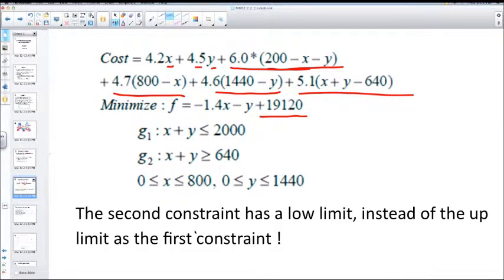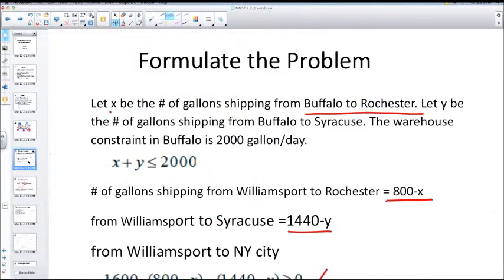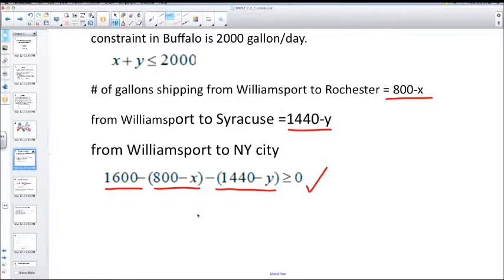So what is the constraint? The constraint, of course, in Buffalo, you only get 2,000 of milk. The x plus y is obviously less than 2,000. The interesting constraint is the second one. The x plus y must be greater than 1,600. Let's see where it comes from.